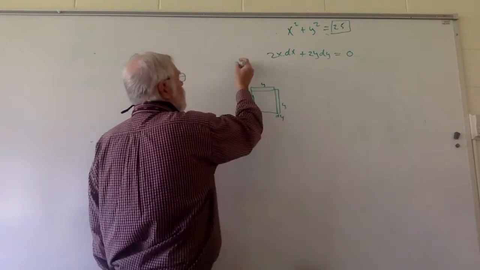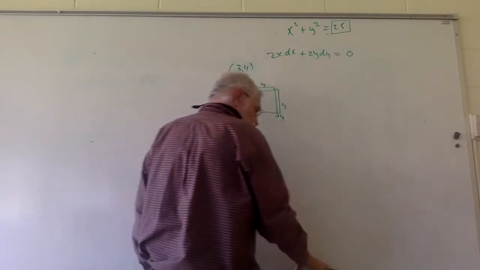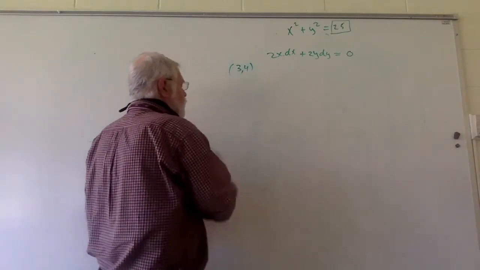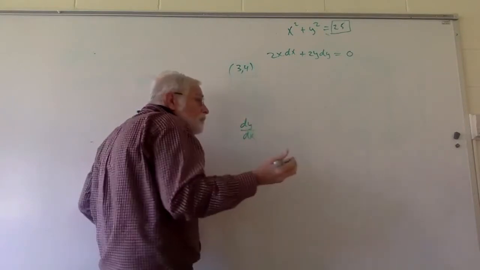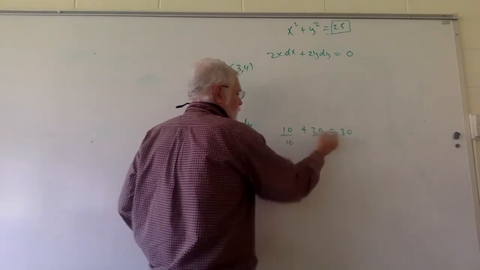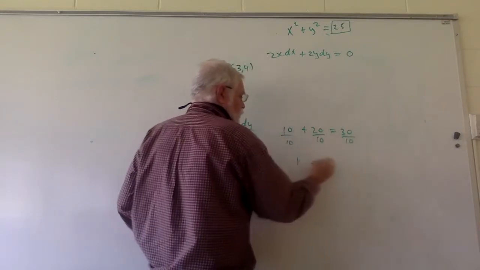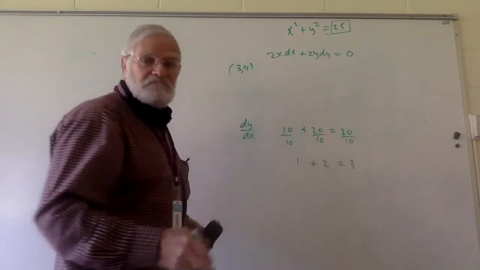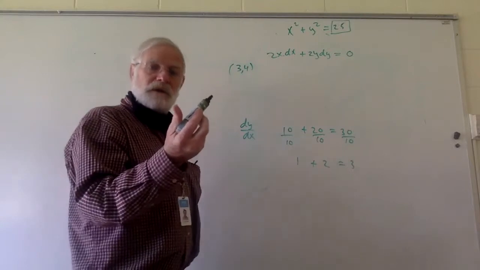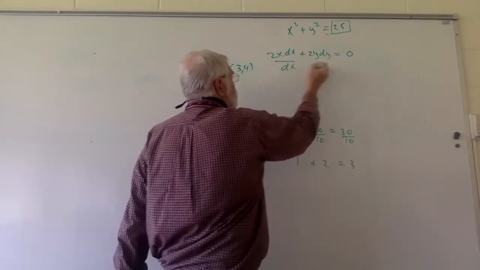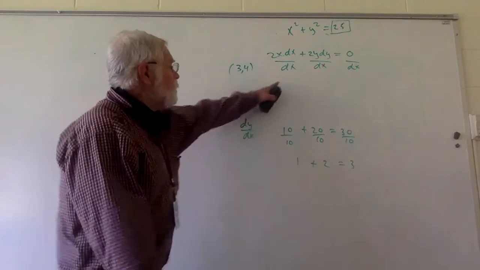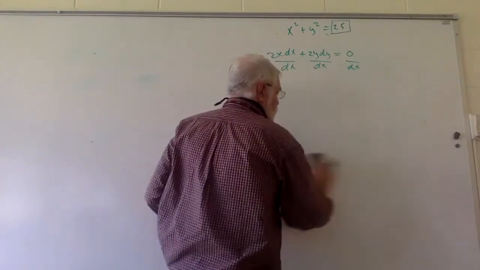All right, now I was given 3 and 4. Okay, we're considering how this function is changing at 3 and 4. Well, I need the derivative. The derivative is dy over dx. Now, if I have something like 10 plus 20 equals 30, and I divide everything by 10, I get 1 plus 2 equals 3. Sure seems like still true. I need to divide by dx. I got a marker. I know how to write division. Sure looks like that cancels, or is divided out of the problem.